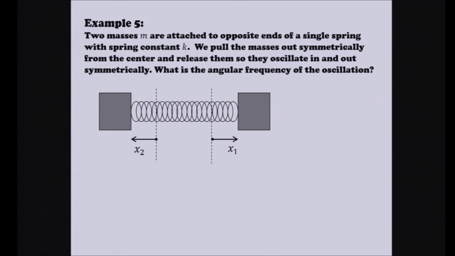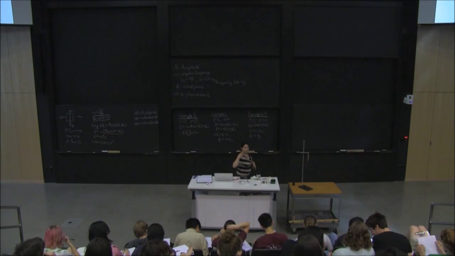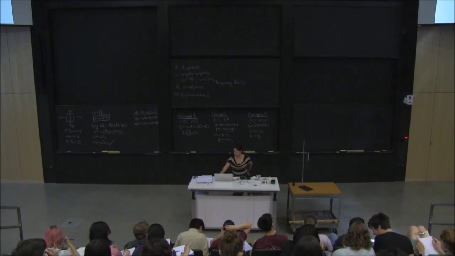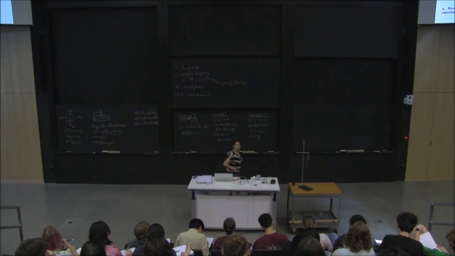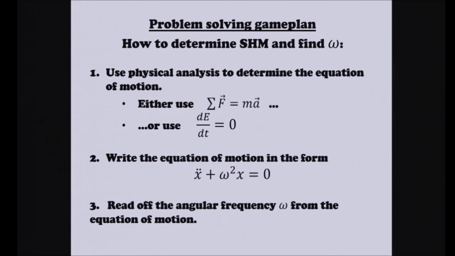Yes, question? You said dE dt equals 0. Why is dE dt equals 0? Anybody want to take a shot at that? Conservation of energy. Yeah, so so long as there aren't any non-conservative forces acting, energy is going to be conserved, and so dE dt is going to be 0. Any other questions before we move on?